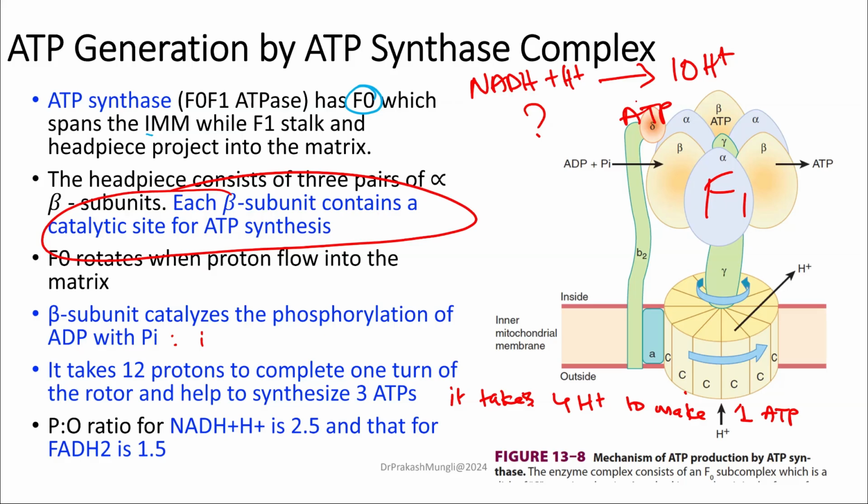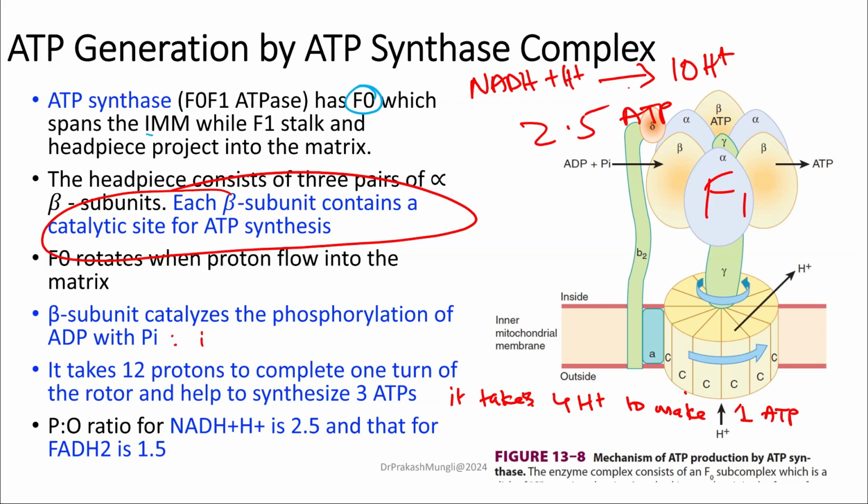1 ATP is minus 7.3 kilocalories of energy. So 0.5 ATP means minus 7.3 divided by 2. That much energy it is worth, right? So that's why 10 protons pumped by NADH plus H plus will help to make 2.5 ATP. That's the number, 0.5, 2.5.